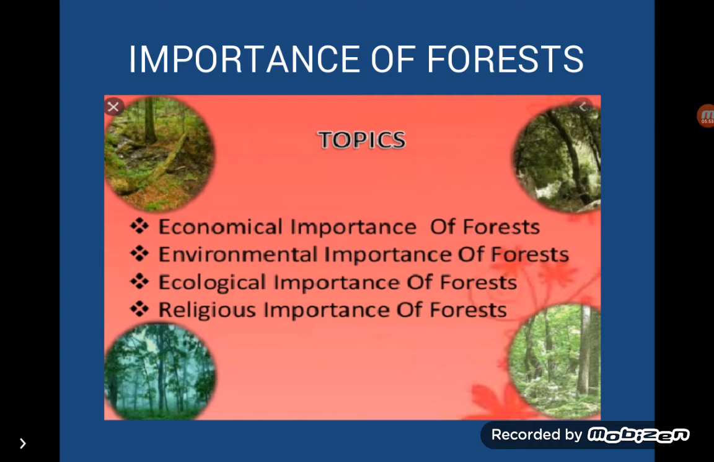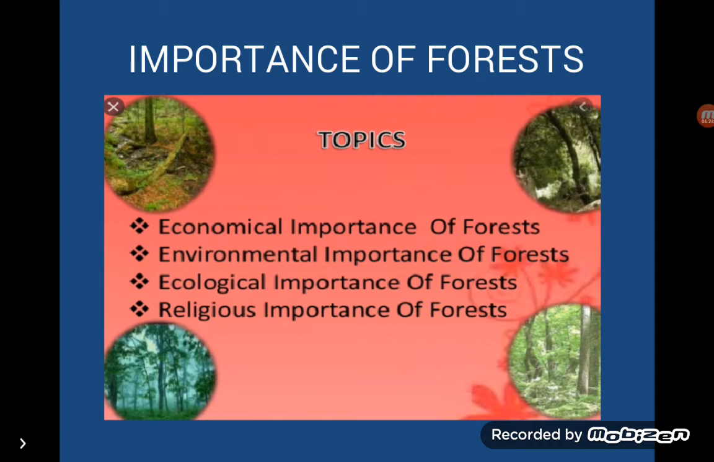Regulation of rainfall. Plants and trees in forest absorb water from the soil through their roots. Some of this water is released into the atmosphere in the form of water vapor by the process of transpiration and helps in the formation of clouds. These clouds undergo precipitation to form rain.